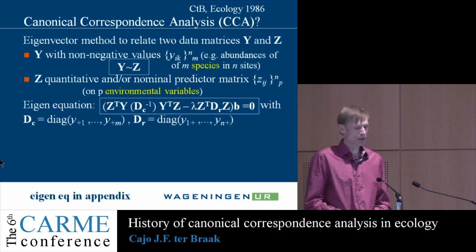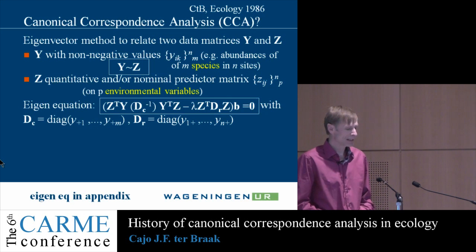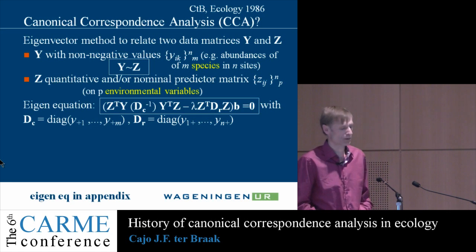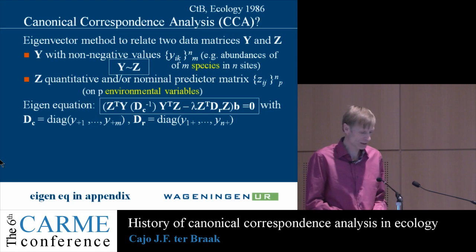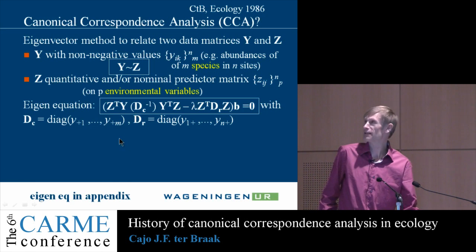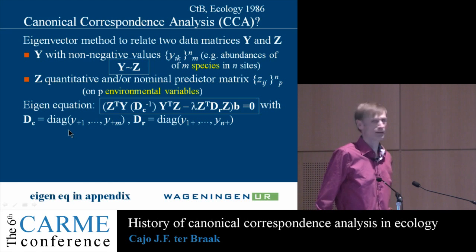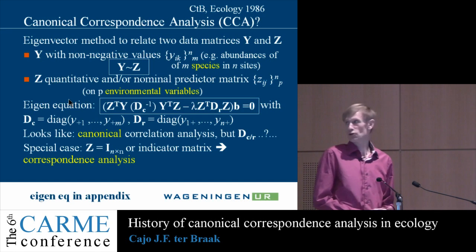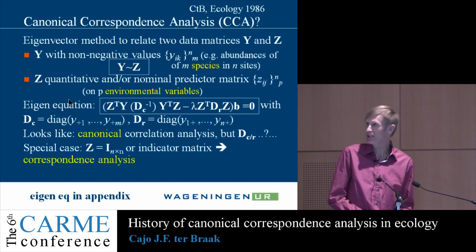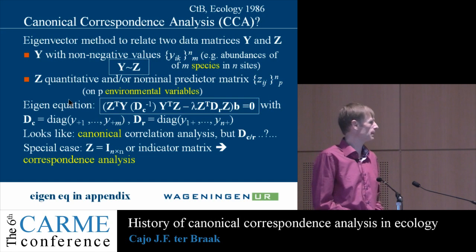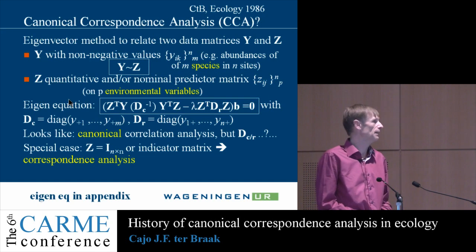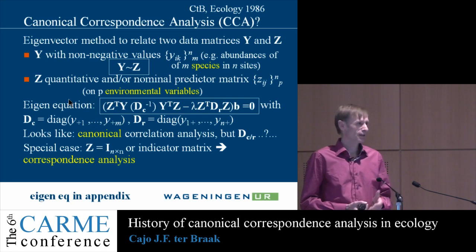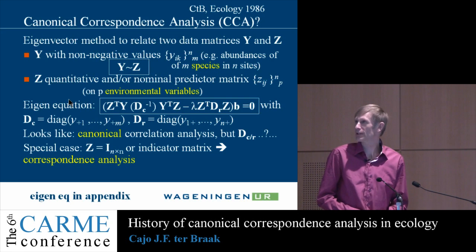And the other matrix is the matrix Z of quantitative or nominal variables. It's the predictor matrix, and it's, in my case, the environmental variables. And here is the eigenvalue equation. It always looks awful, right? But if you know canonical correlation analysis, you will not be so surprised, except that this D sub C and D sub R look a little bit funny in terms of definition, because they are really diagonal matrices with on the diagonal the weights, the row totals and the column totals.